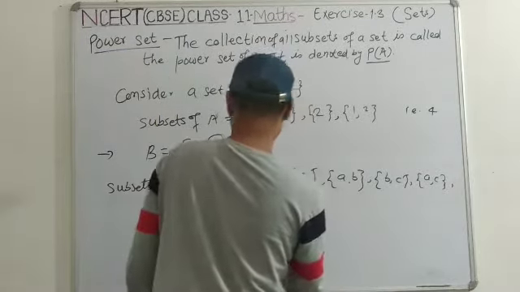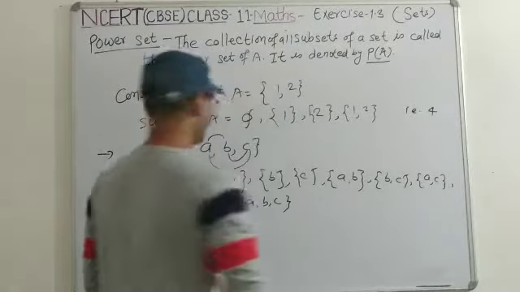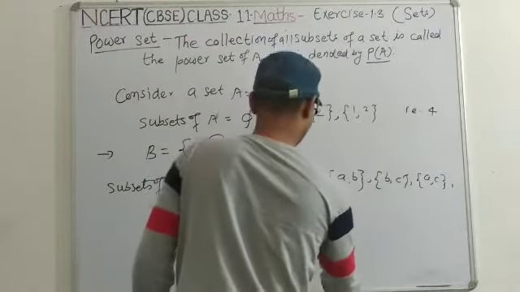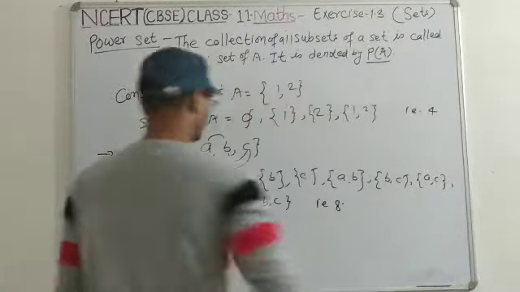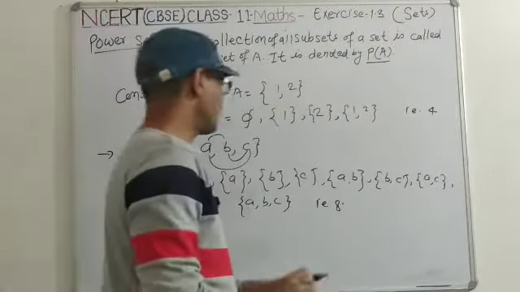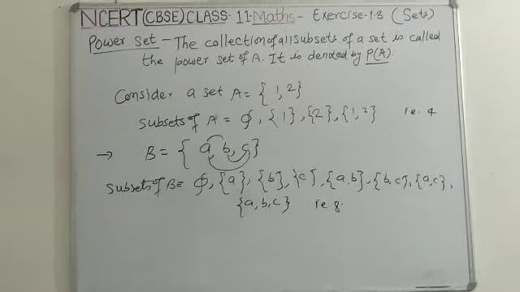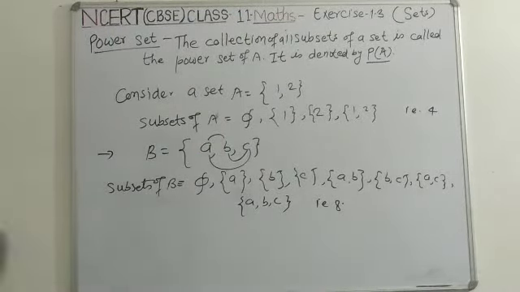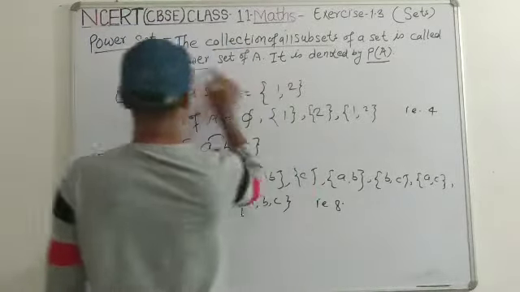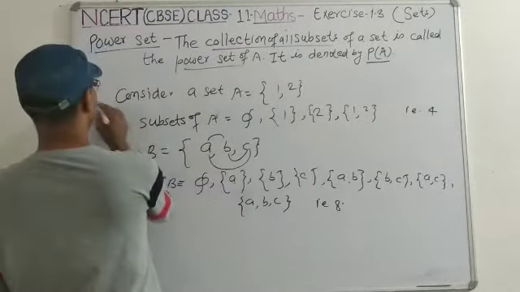So A, B and C. So how many subsets here? 1, 2, 3, 4, 5, 6, 7, 8. That is total 8 subsets. So the total number of subsets is 8. So in these cases, these are subsets and the collection of all subsets is known as power set and denoted by P.